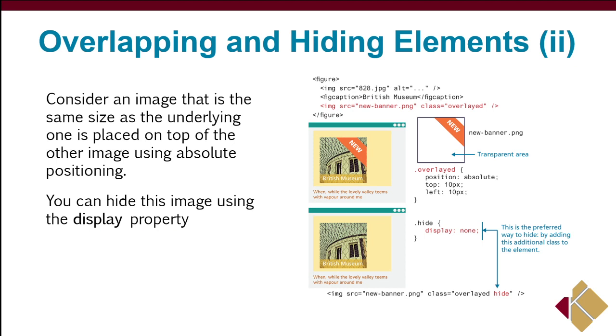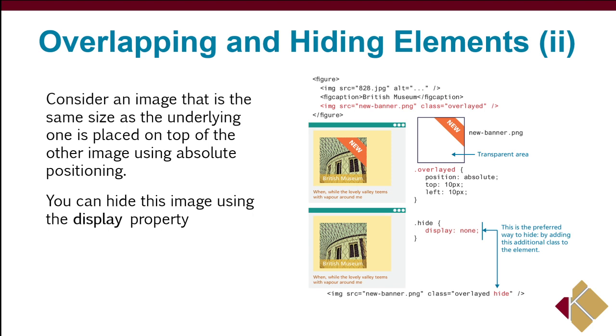Now this example here is assuming that you have two elements that are of the same size. This is just a cool way of showing that you can layer elements on top of each other. What they've done is taken this new banner.png. It's transparent underneath everywhere but the border and where it says new, and then positioned it over it, and then hid it in the next one. So display none hides an element.